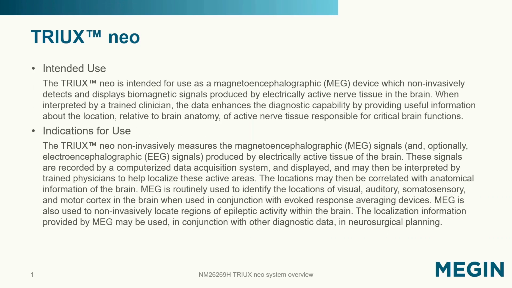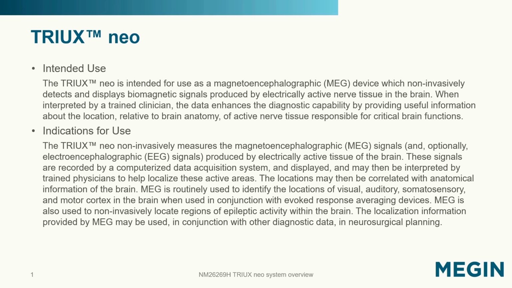Triax Neo intended use. The Triax Neo is intended for use as a magnetoencephalographic MEG device which non-invasively detects and displays biomagnetic signals produced by electrically active nerve tissue in the brain. When interpreted by a trained clinician, the data enhances the diagnostic capability by providing useful information about the location relative to brain anatomy of active nerve tissue responsible for critical brain functions.